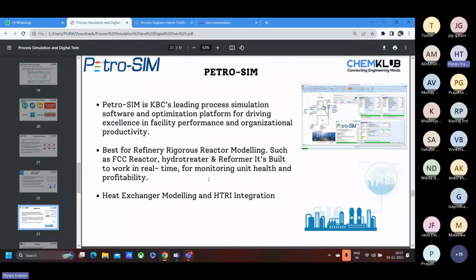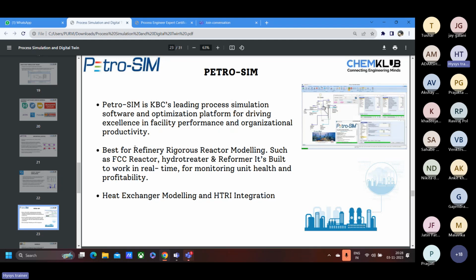Another is the Petrosim. I think petrochemicals and oil and gas are like bread and butter, because it is very easy to use, and it gives very good output results also. So Petrosim is the KBC's process simulation software, and very useful, and it requires very few inputs to get the results, and the accuracies are also good.